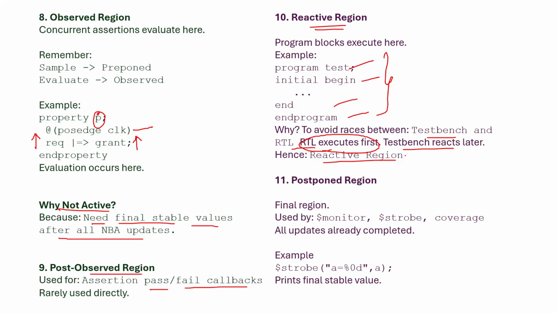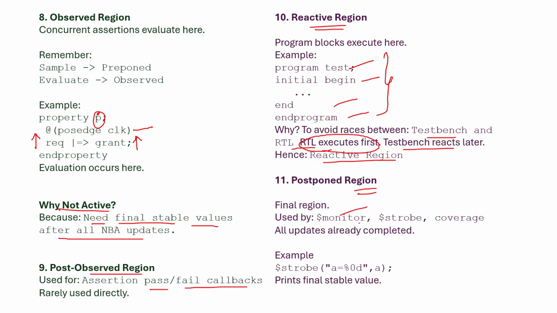Then go for the inactive region, and then go for the NBA region. After that, the post NBA region is there, and then the pre NBA region is there. After that, we are going for this reactive region. Then this is the postpone region. Postpone region means $monitor, $strobe, $write, whatever display statements are there. All these statements will be executed in this postpone region.